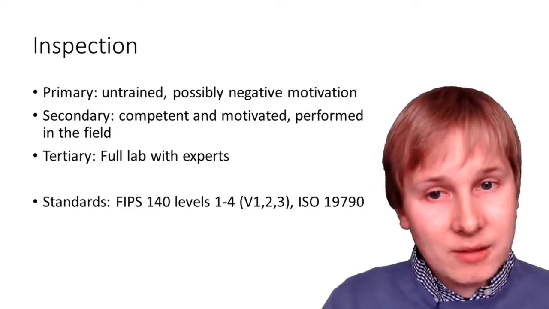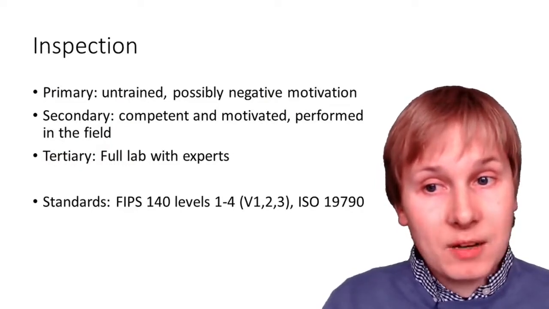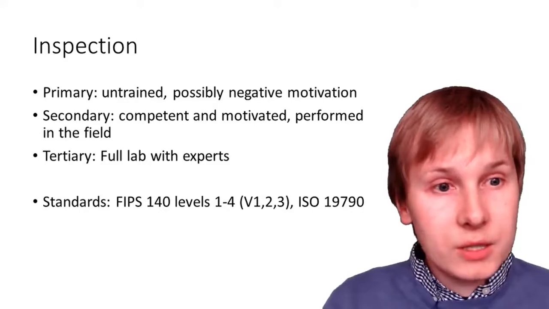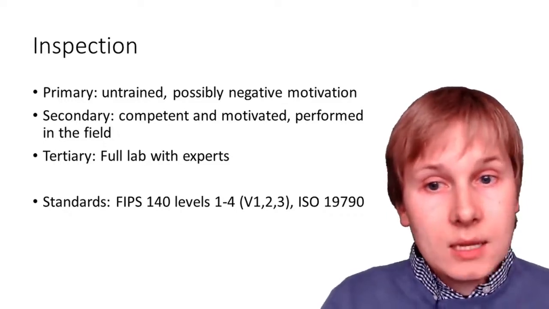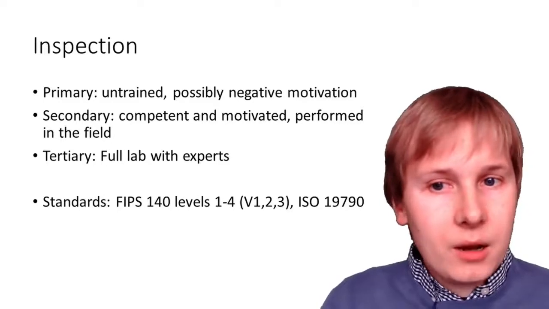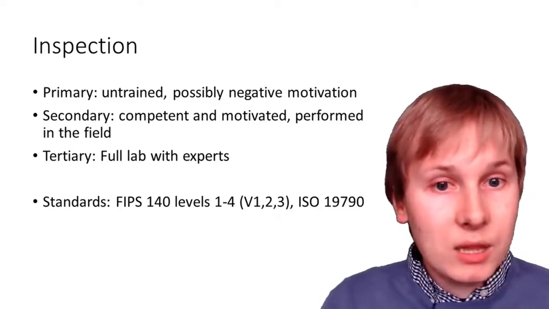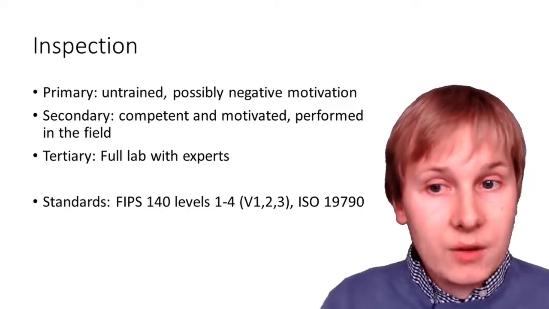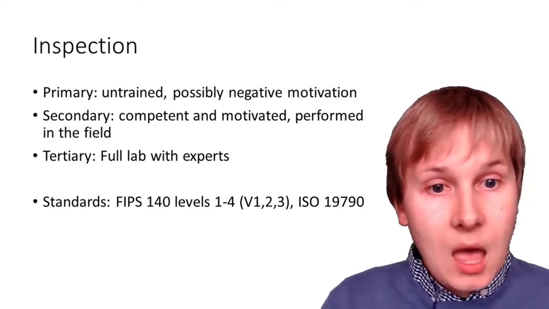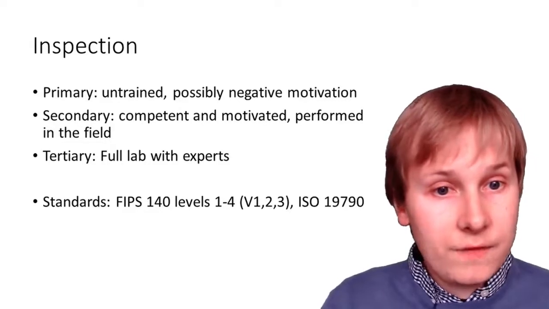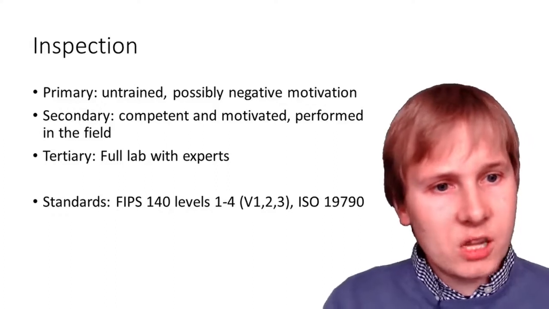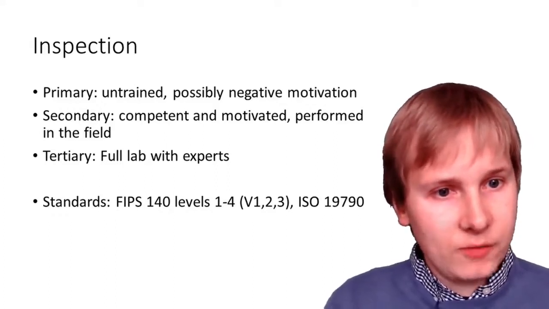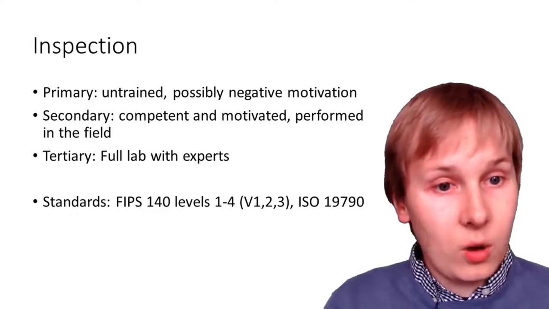Banking splits it into three categories. Primary, by an untrained, inexperienced person who may have little to negative motivation. They might not care whether the banknote is a forgery, they might just want to have an easy life. Secondary, performed in the field by a competent and motivated person, such as a bank teller with limited equipment. And tertiary, with a full laboratory and with experts on hand. And the relevant standards in these cases are the FIPS 140 levels 1 to 4, with various different versions that have been updated over the years as attacks have grown more sophisticated, and the ISO standard 19790.